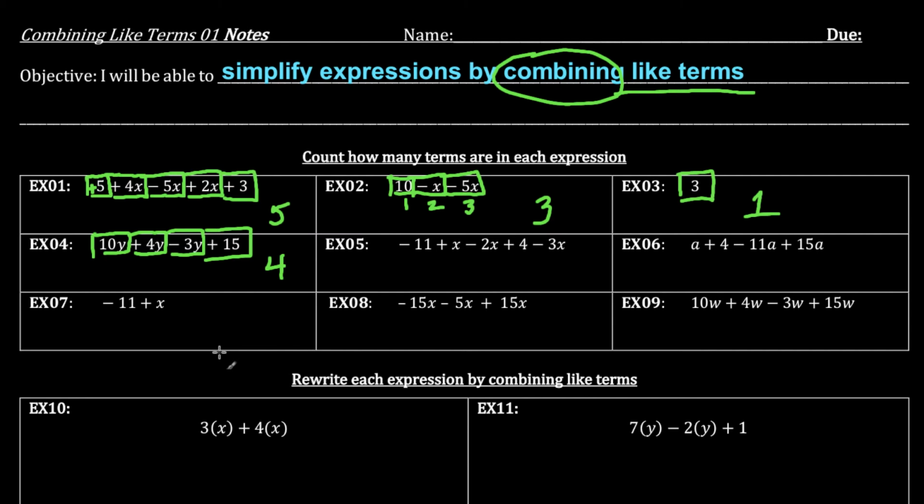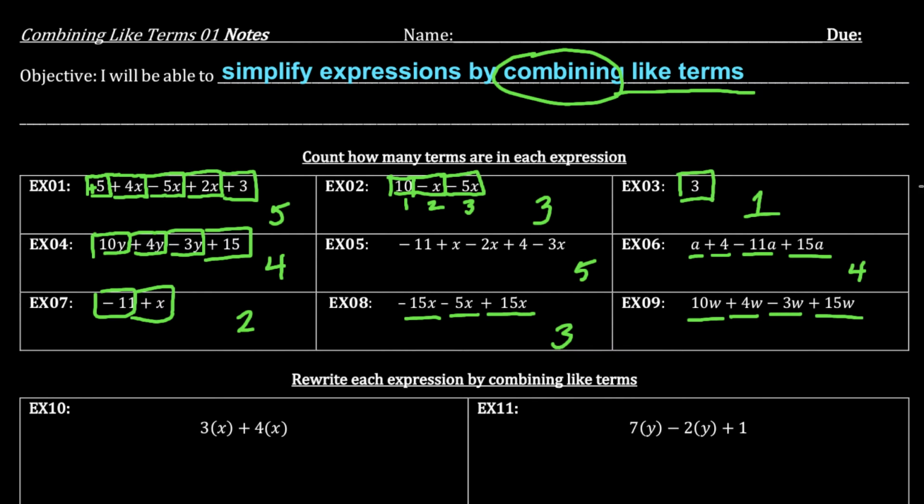So I'm going to give you a moment. You can pause the video if you want to figure out examples 5 through 9. So I'm just going to put the number of terms down now. 1, 2, 3, 4, 5 terms. 1, 2, 3, 4 terms. 1, 2 terms. 1, 2, 3 terms. 1, 2, 3, 4 terms.